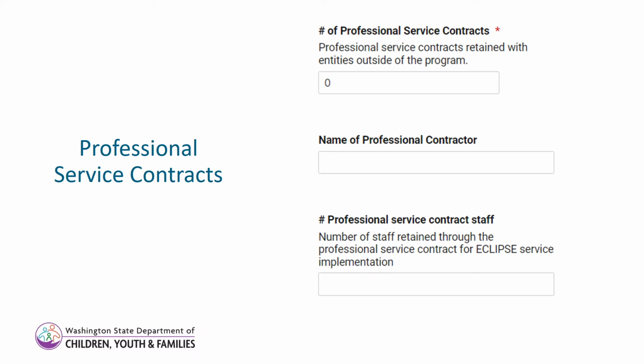This is a Smartsheet question inquiring about professional service contracts. If you are planning to obtain a contract with a mental health professional outside of your organizational staffing structure, it would be considered a professional service contract. For this answer, you will first tell us the number of professional service contracts you have with entities outside of your early ECAP and ECAP program, the names of the professional contractors, and the number of professional staff you have obtained using this method.